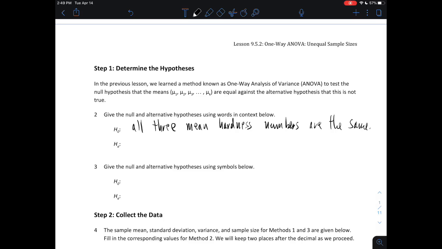The alternative hypothesis has to be an alternative to that. And in our case, if you remember what we saw in the previous section, all we need is one of them to be different. So for the alternative hypothesis, at least one mean hardness number is different.